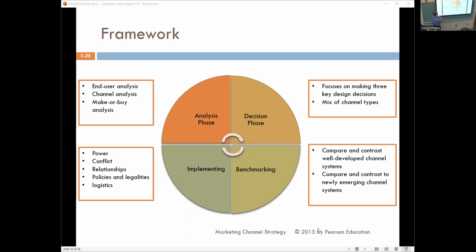The next is the decision phase. We'll talk about the three key decisions about designing the channel and the mix of the different channel types. How we go about benchmarking the system, which is basically stating how does it compare and contrast with an ideal, well-developed channel system? And then how does it compare to the newly emerging channel environments that are out there?